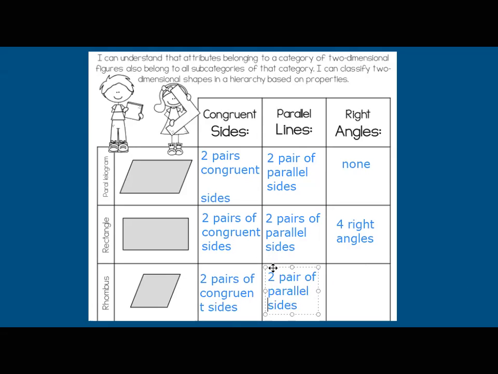And last, we want to see if they have any right angles. So looking at this rhombus, I notice that there are no right angles. I do see acute angles and obtuse angles, but I do not see right angles. So we are just going to say there are none.